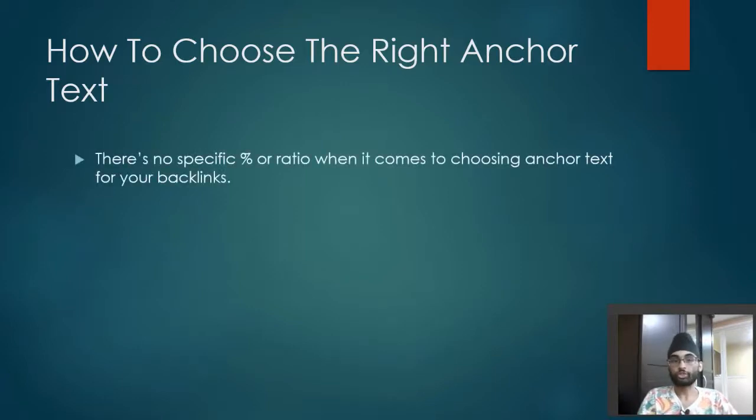First, there's no specific percentage or ratio when it comes to choosing anchor text for your backlinks. This is the most common myth that people have, that they like to follow a certain percentage or ratio of anchor text. Let's say 70% URL anchor text, then 50%, let's say, branded anchor text, and 1% keyword anchor text, something like that. There's really no specific percentage or ratio when it comes to choosing anchor text for your backlinks.